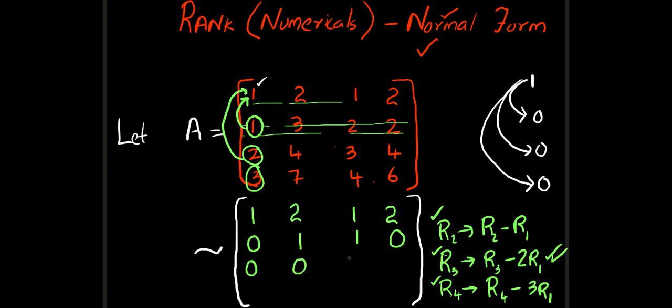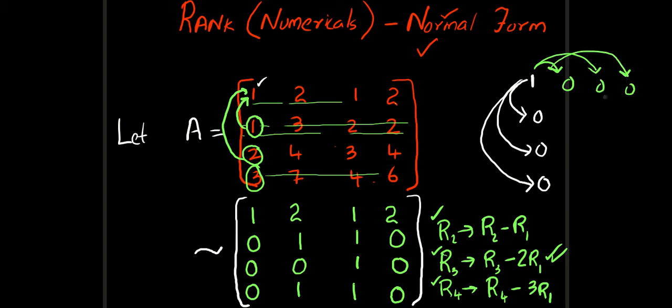And 3 minus 2, that is 1, and then 0. Now we have to subtract 3 times this row. So 0 and then 1. 4 minus 3 is 1. 6 minus 6, that is 0. Okay, so the next thing to do is we have to create zeros on this side of 1.